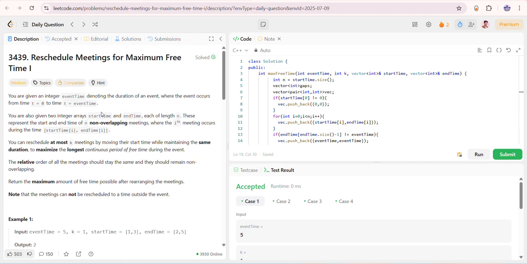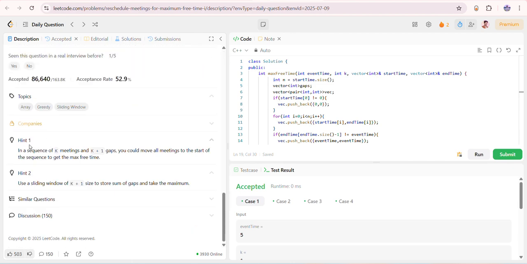Then if you are still unable to solve the question, then you can see the hints. Use the hint: in a sequence of k meetings and k plus 1 gaps, you could move all meetings to the start of the sequence to get the maximum free time. That's exactly what I said. I gave you an example also, if one interval is moved, then two gaps were covered. So k meetings we are rescheduling, then k plus 1 gaps can be merged, and they should be continuous in order to give you the maximum free time.